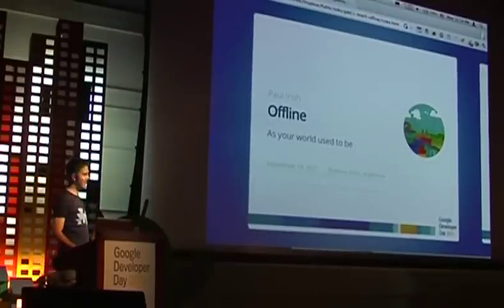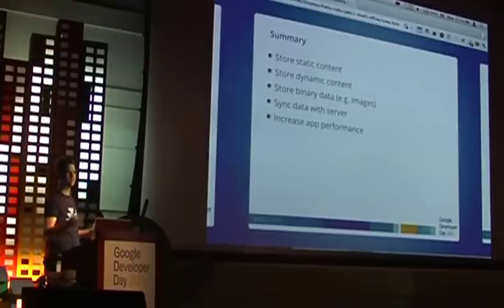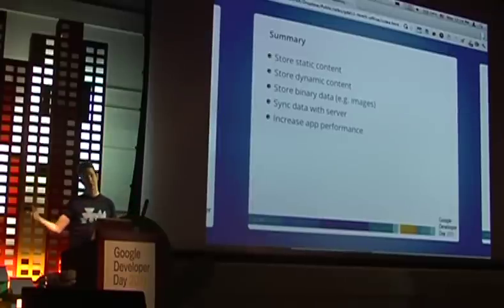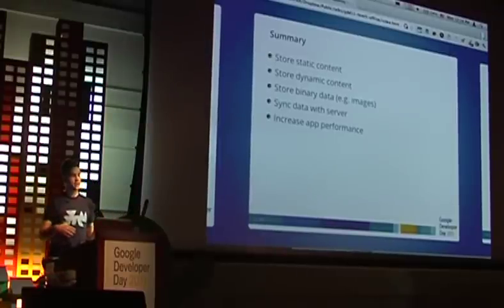All right. I'm going to talk about a few things. I'm going to talk about storing static content, storing content that changes, binary data, synchronizing that data back up to the server, and then increasing application performance. So kind of not even looking at offline, but how can we use some of these techniques to create better performance even when you're online?